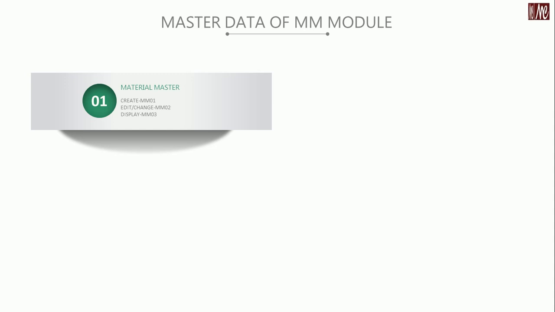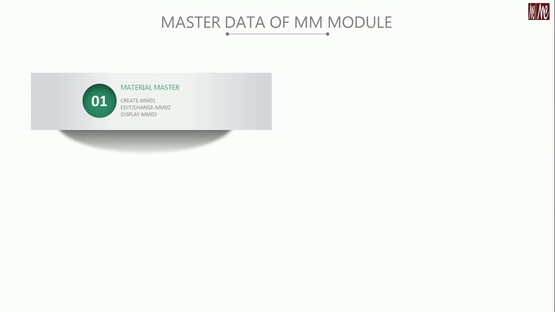Friends, I'll teach you in a slide manner as well as in the SAP S4 HANA environment too. Generally, master data is created, changed and displayed. For create, the transaction code is different, for modify or change the transaction code is different, and for display the transaction code is different. In the presented screen you can see MM01 for create, MM02 for change and MM03 for display.